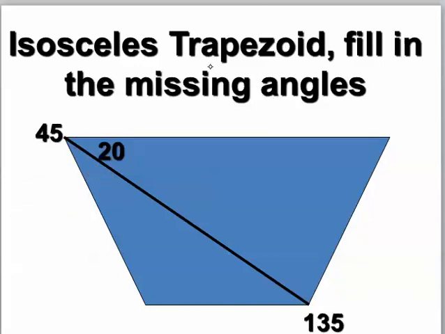Following that same process, this isosceles trapezoid has congruent legs. Base angles are congruent, so I can copy the 45 and the 135. 20 of the 45 is used, so the other side is 25. Where the parallel line meets the transversal is an alternate interior with where the parallel line at the bottom meets the transversal. So the 20 comes down. 135 minus 20 gives us 115.